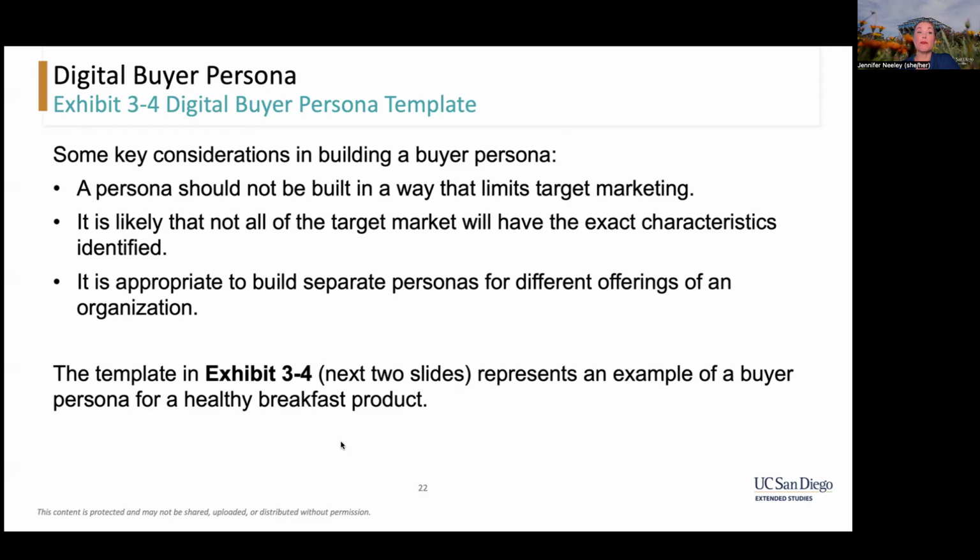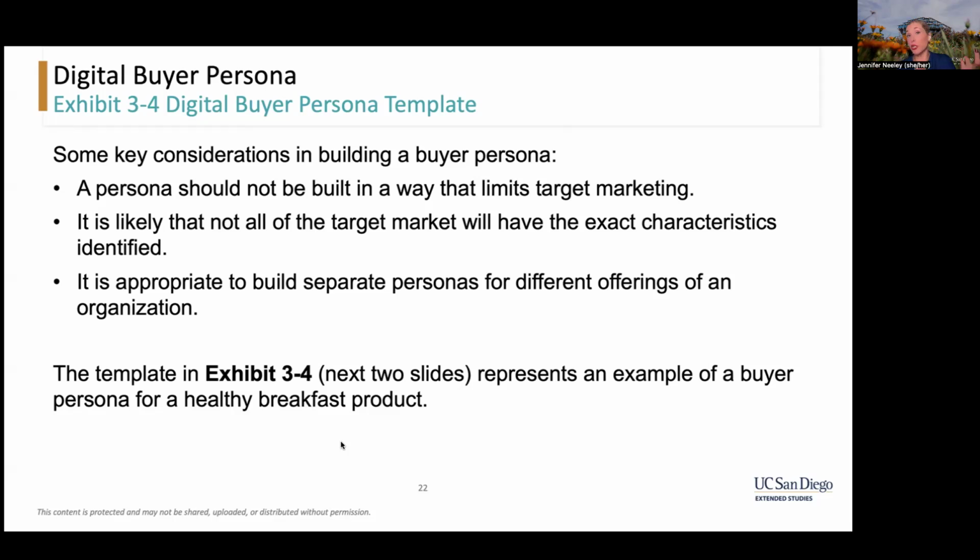Some key considerations in building a buyer persona. A persona should not be built in a way that limits target marketing. It's likely that not all target markets will have the exact characteristics identified. You should be learning from this as you go. It's appropriate to build separate personas for different offerings within an organization. And the template in Exhibit 3-4, which we'll go over in the next slides, represents an example of a buyer persona for a healthy breakfast product.